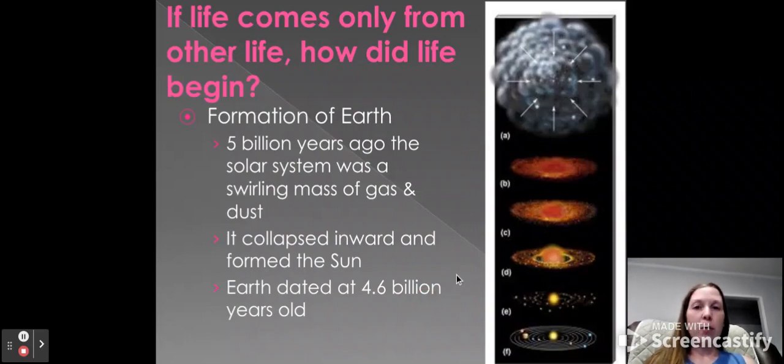If life only comes from other life, how did life begin? So, the formation of the Earth about 5 billion years ago, the solar system was a swirling mass of gas and dust. It collapsed inward and formed the sun, and then the Earth is dated via carbon dating, things like that, about 4.6 billion years old.